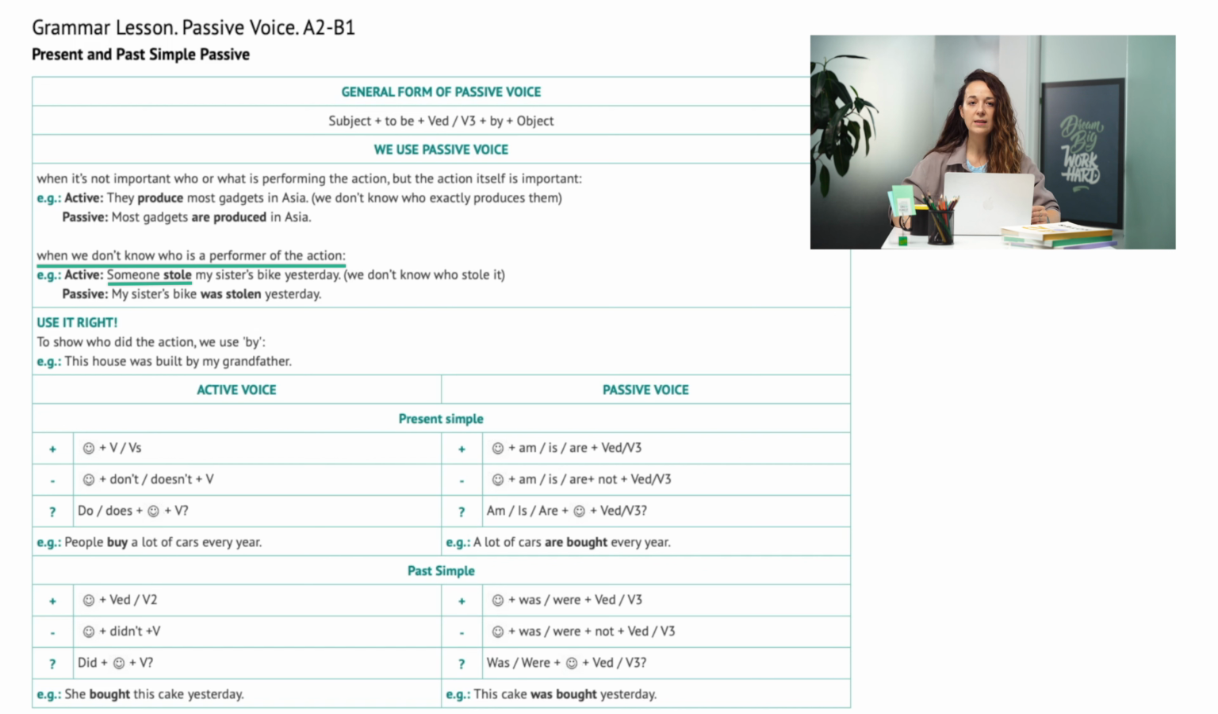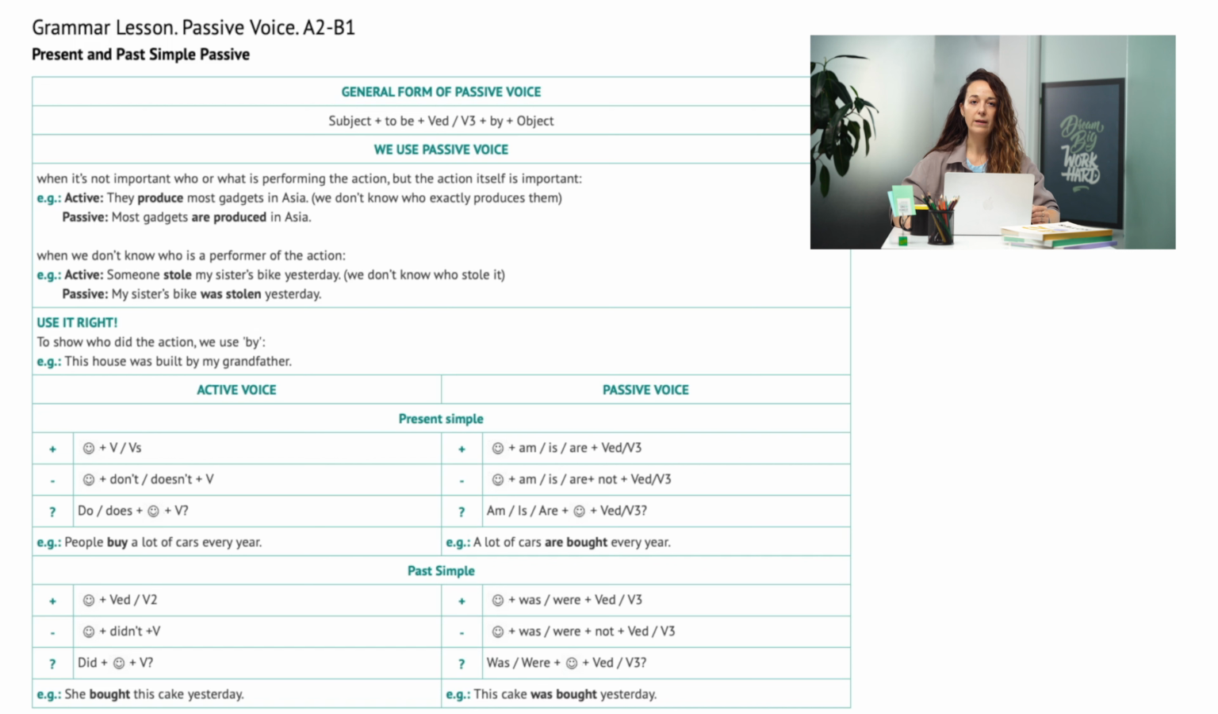Now, in some cases, we actually know the doer. The person is less important than the action though, but we still want to mention them. In such cases, we use preposition by to mention this person. This house was built by my grandfather.